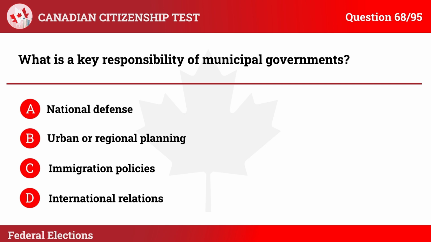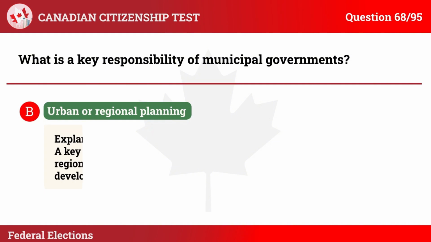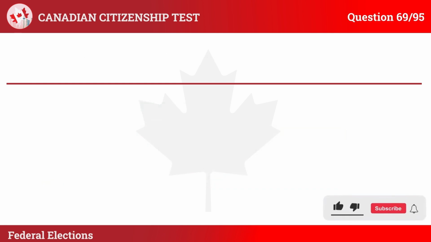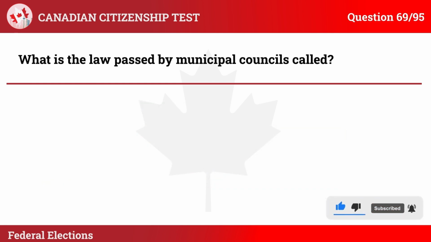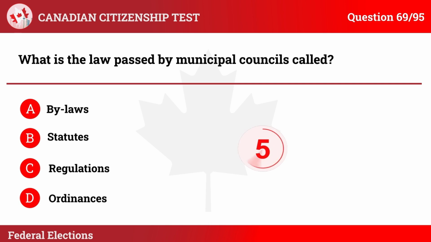The correct answer is B. Urban or regional planning. Explanation: a key responsibility of municipal governments is urban or regional planning, focusing on local infrastructure and development. Question 69. What is the law passed by municipal councils called? A. Bylaws. B. Statutes. C. Regulations. D. Ordinances.